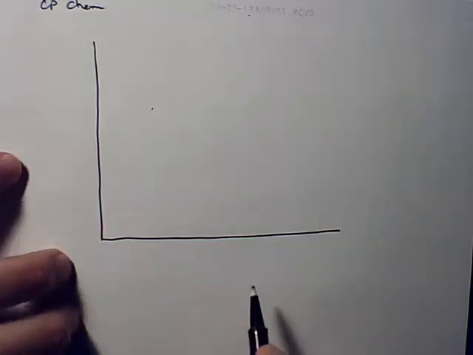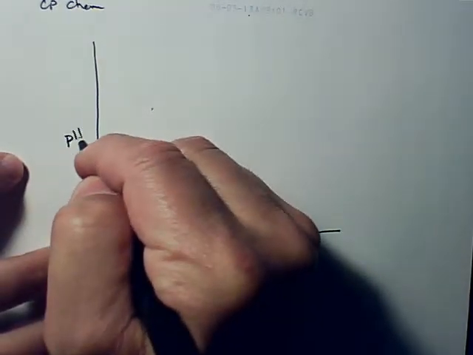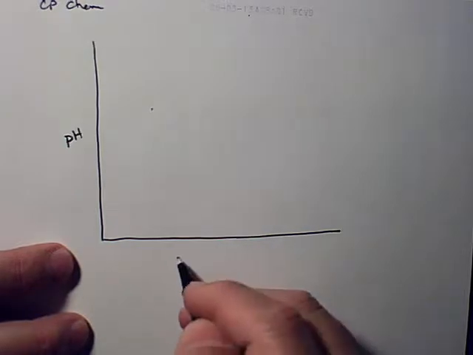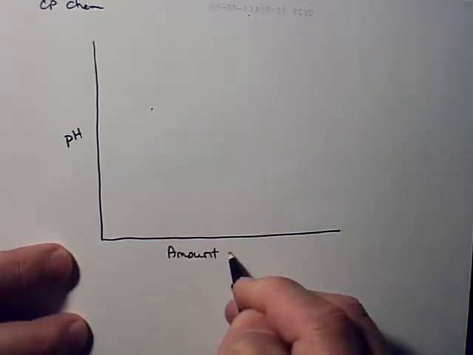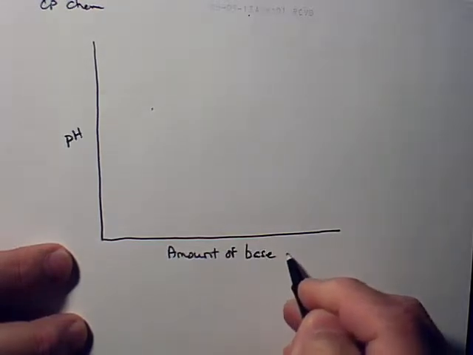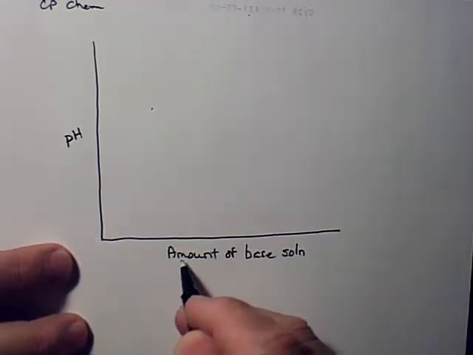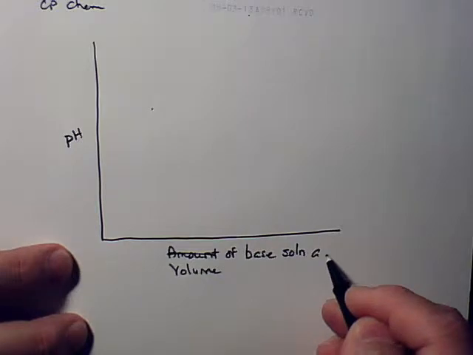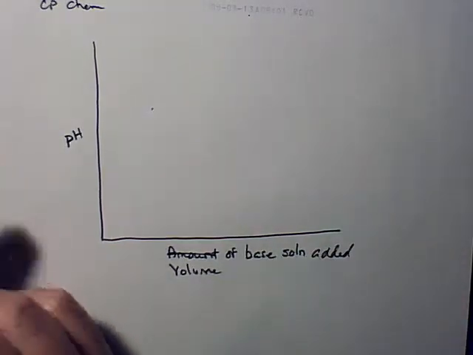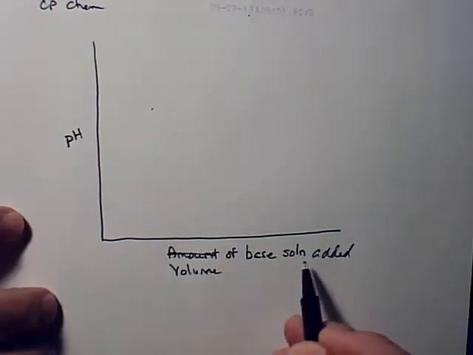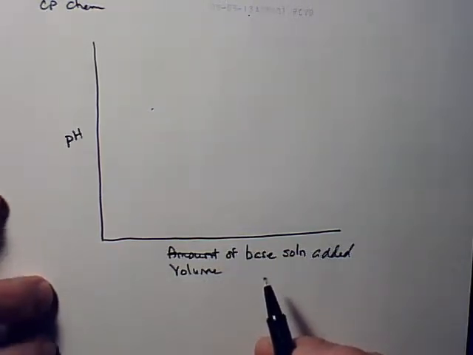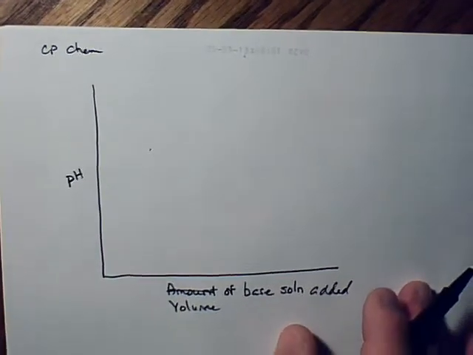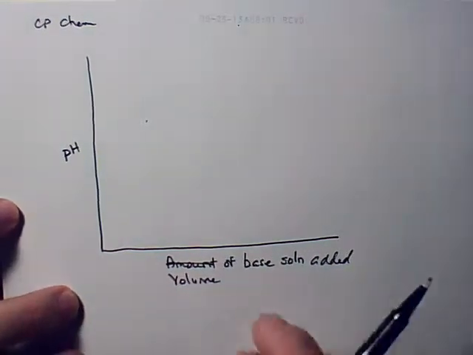And your graph will have pH on this axis. Okay? And on this axis down here, you're going to have the amount of base solution. And maybe I should say it's volume of base solution added. Okay? Now, of course, when you do your graph, you need to specifically identify which base we're working with and so forth. Okay? But what we're going to examine then is we're going to use this behavior on the graph to figure out what class of acid we have.